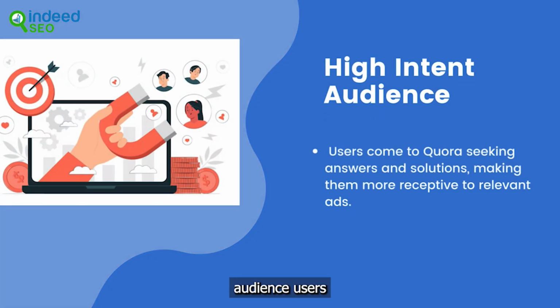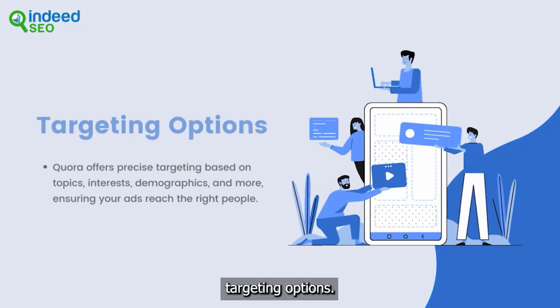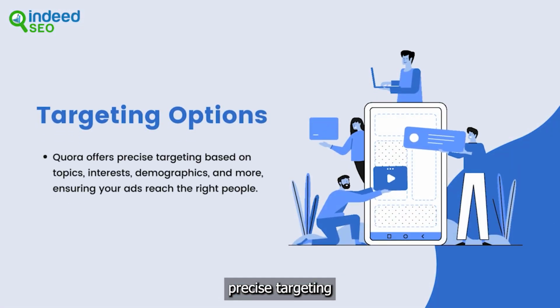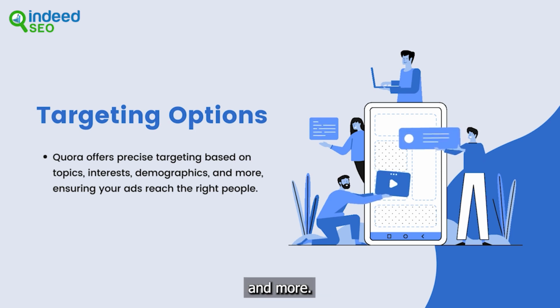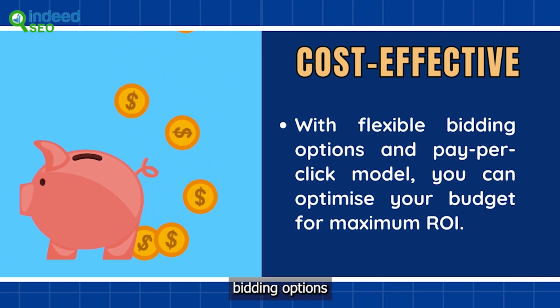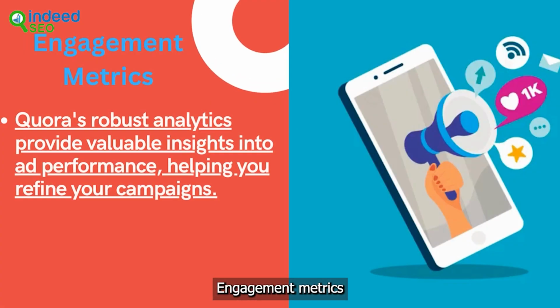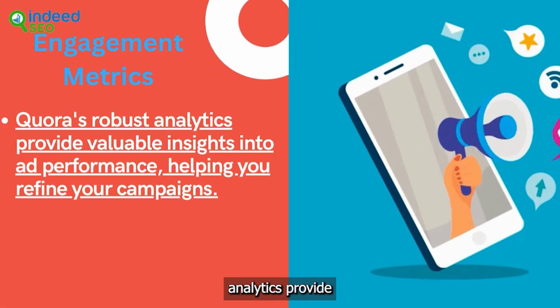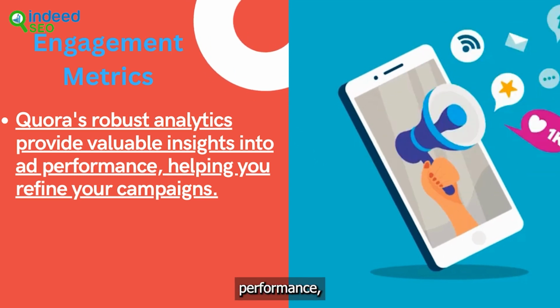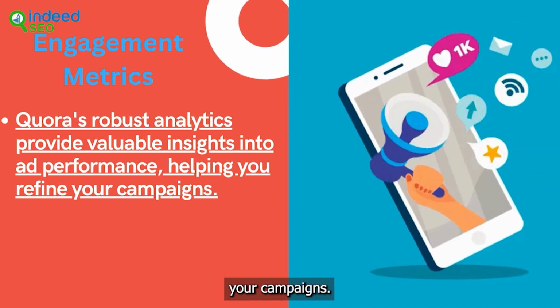High-intent audience. Users come to Quora seeking answers and solutions, making them more receptive to relevant ads. Targeting options. Quora offers precise targeting based on topics, interests, demographics, and more, ensuring your ads reach the right people. Cost-effective. With flexible bidding options and a pay-per-click model, you can optimize your budget for maximum ROI. Engagement metrics. Quora's robust analytics provide valuable insights into ad performance, helping you refine your campaigns.